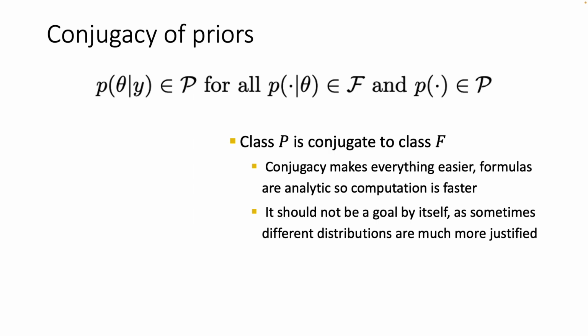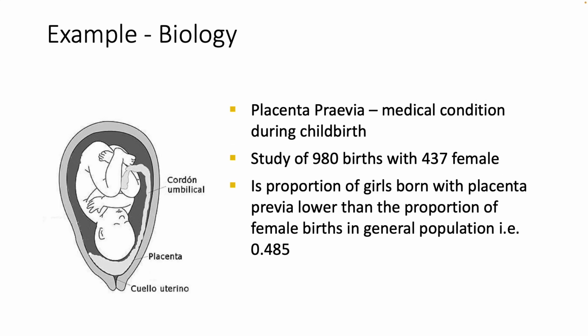Okay, and we'll finish with a brief example with 5 slides. But I'll be quick. This is again a problem with binomial likelihood. The problem considers the biology of something called placenta previa. This is a medical condition during childbirth when the placenta, the part that connects the baby and umbilical cord to the mother, is moved to the front during the birth. It's a more or less complicated childbirth complication.